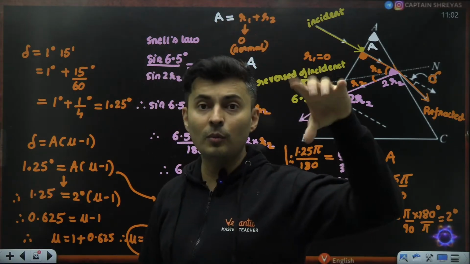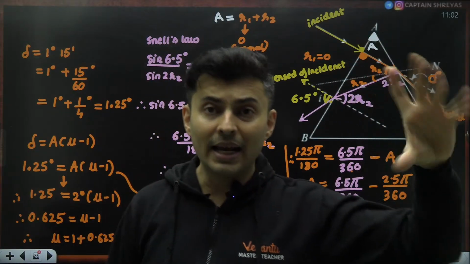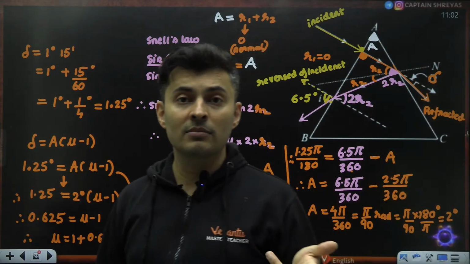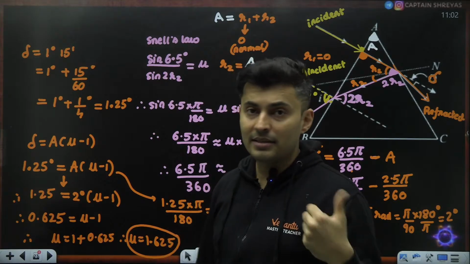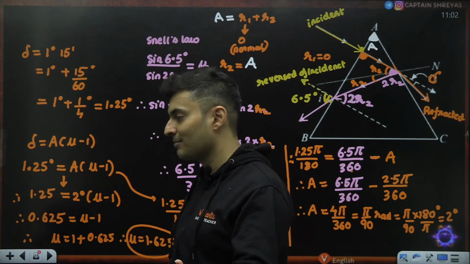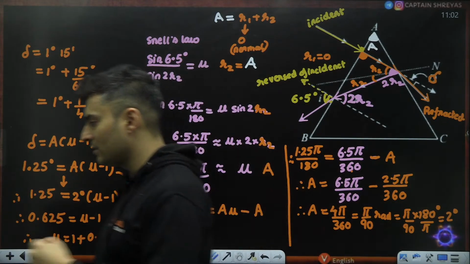That big formula is there, no? Mu is sine of (A plus delta) by 2 over sine of A by 2. Why didn't I use it? Number one, the angle is small. Number two, it's not even minimum deviation. The delta over there is minimum deviation.